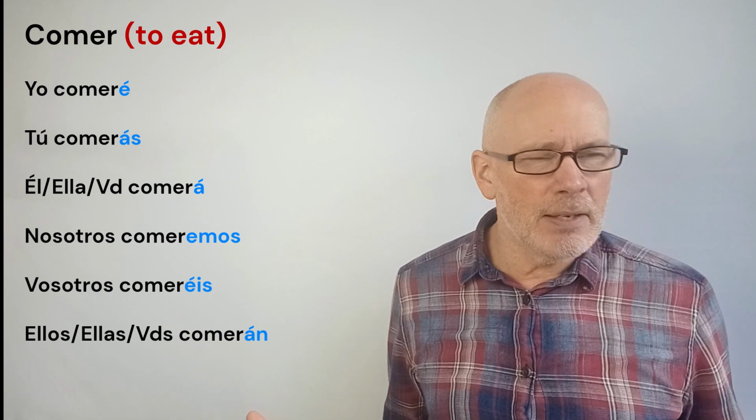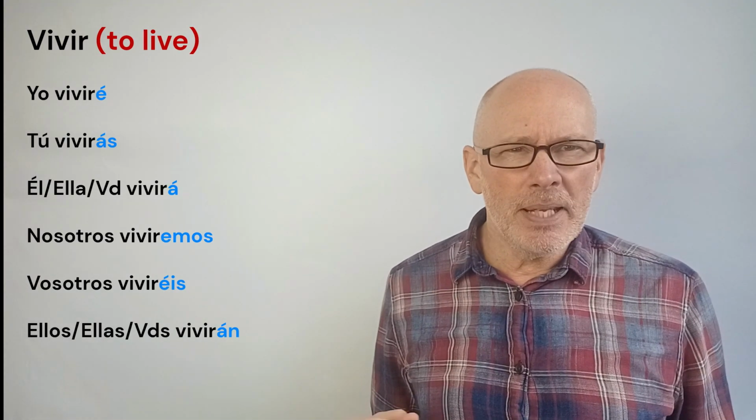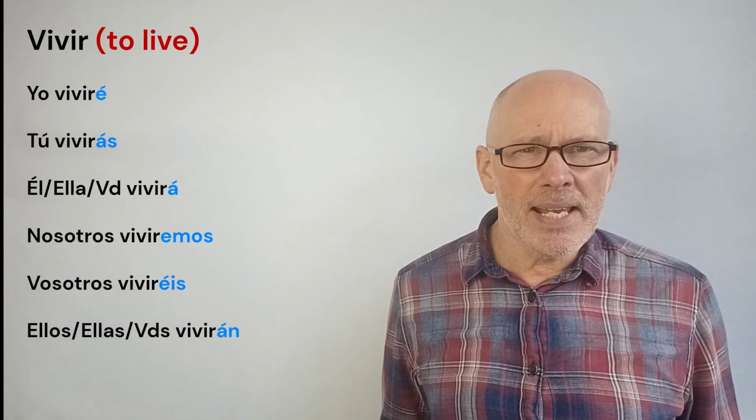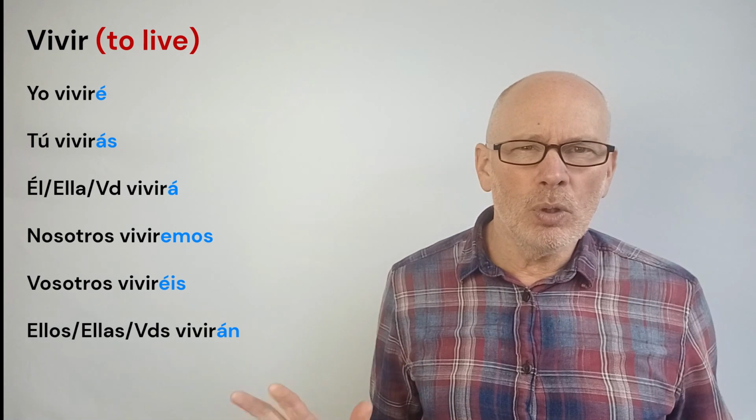And it's exactly the same for IR verbs as well. Let's take vivir, for example. Yo viviré, tú vivirás, él, ella, usted vivirá, nosotros viviremos, vosotros viviréis, ellos, ellas, ustedes vivirán. So, of course, what you'll notice is that the verb endings are all the same for all types of verbs.